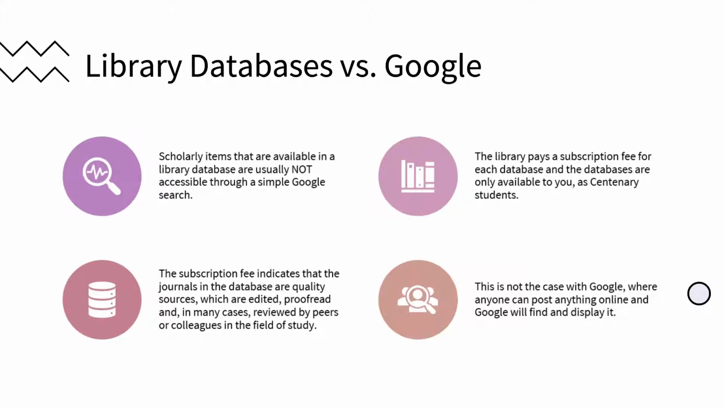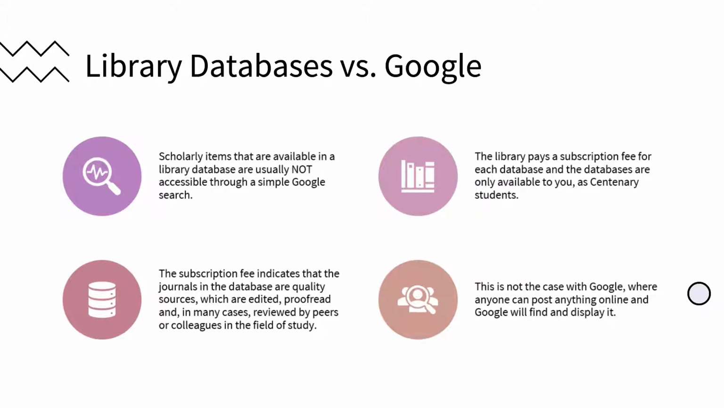Why would we search the library databases for articles instead of going to Google? Scholarly items that are available in a library database are usually not accessible through a simple Google search. The library pays a subscription fee for each database, just like a yearly subscription for a print magazine. And the databases are only available to you as Centenary students.